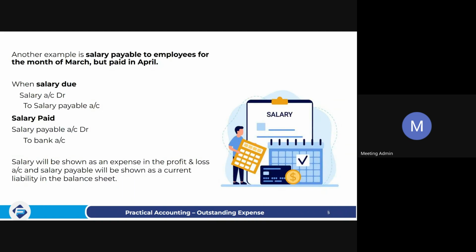Okay, another example they have given: salary payable to the employees for the month of March but paid in April. You can see the transaction here when salary is due. The due date has already passed, so salary account will be debited and salary payable account will be credited. And if the salary is paid, salary payable account is debited to bank account. Your salary will be shown as an expense, because it's an expense for us. You have to think from your point of view. You will record it in the profit and loss account, and salary payable will be shown as a current liability, so you will record it under the balance sheet.